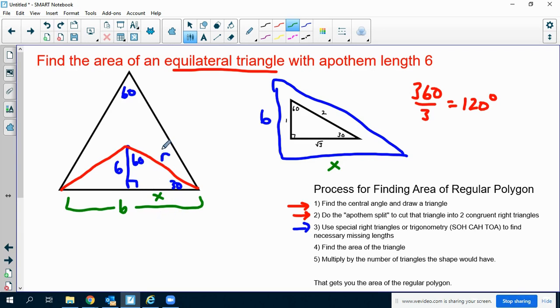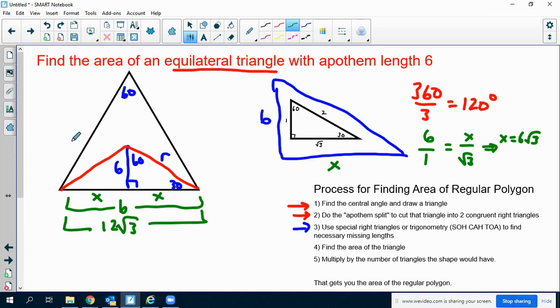Now notice that R and B are not the same. So I can't just say that R is equal to B in this case. So 6 over 1 equals X over square root of 3 means that X equals 6 times the square root of 3. And then that means the whole base is 12 times the square root of 3 because this part is cut in half. So both of these are X. So that's 12 times the square root of 3.